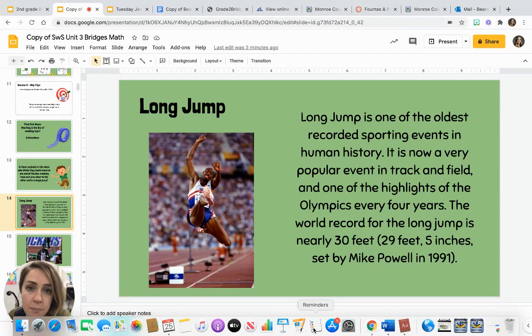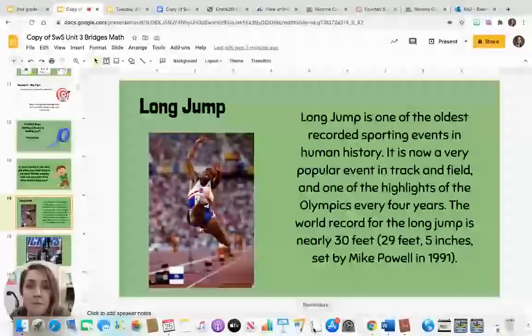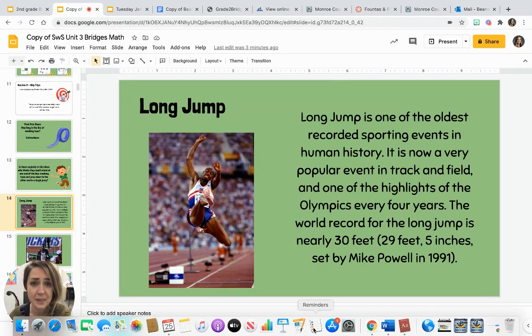So a long jump, just like we talked about jumping from one side of the line to the other, the long jump is one of the oldest sporting events in history. So if you have ever been to a track and field event at the high school, or maybe you've been to a different kind of track and field event, it's one of the things that they do. They also do it in the Olympics. And someone takes a running start and they jump as far as they can. And then they record how long their jump is. And the world record for the longest jump is almost 30 feet.